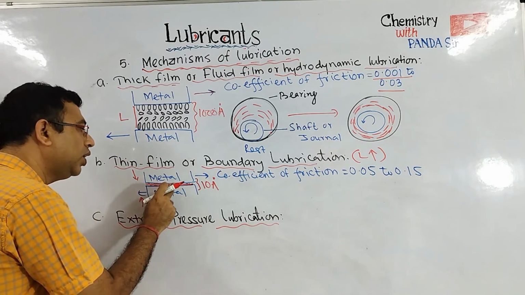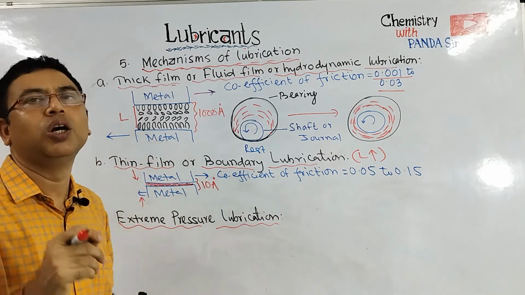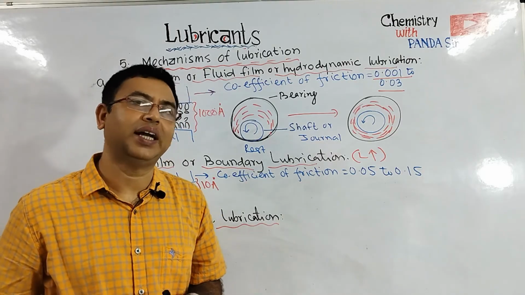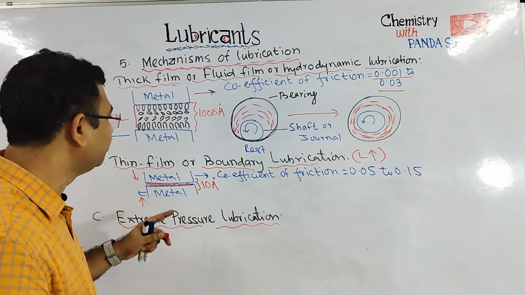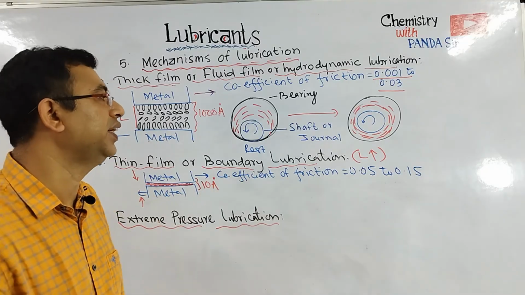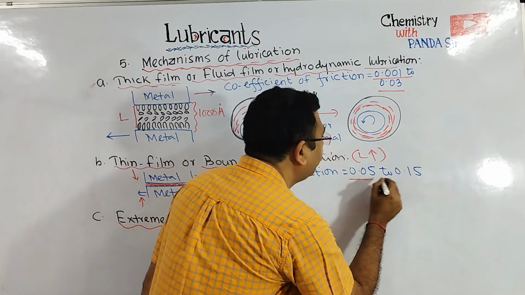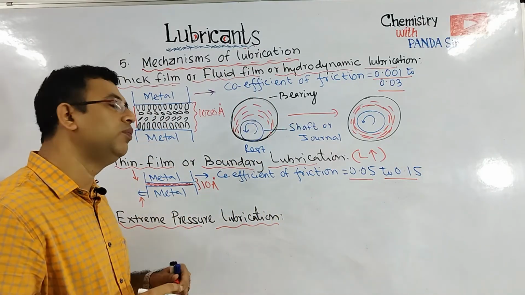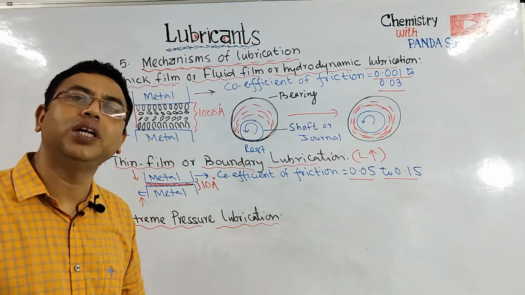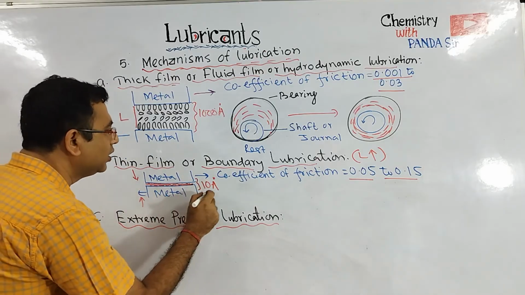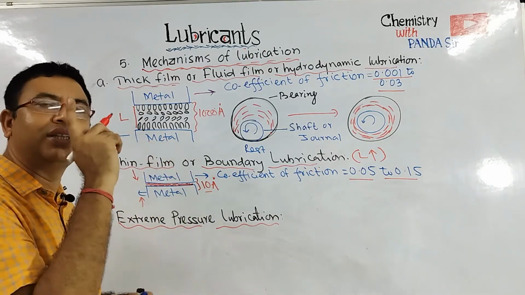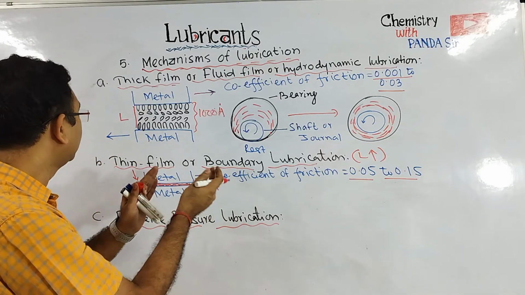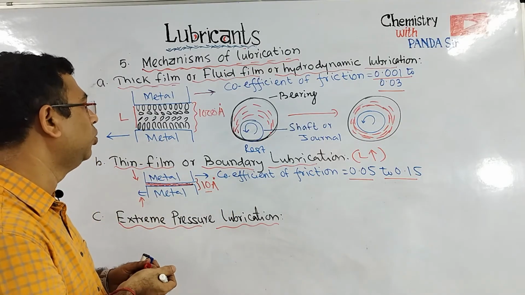Here we go especially with the semi-solid lubricant. We can go with the solid lubricant as well. In that condition, the coefficient of friction again goes down to 0.05 to 0.15. So this is where the thin film lubrication, you can understand why the name is given thin film: the thickness is very less, 10 angstrom. Why is the thickness very less? Because of the very high load. So this is the thin film or the boundary lubrication mechanism.